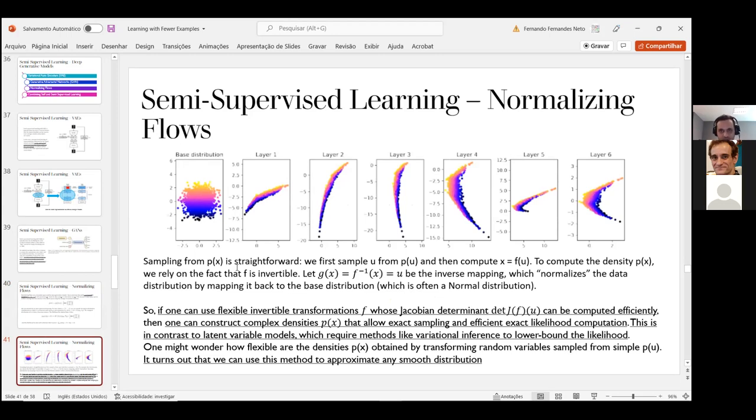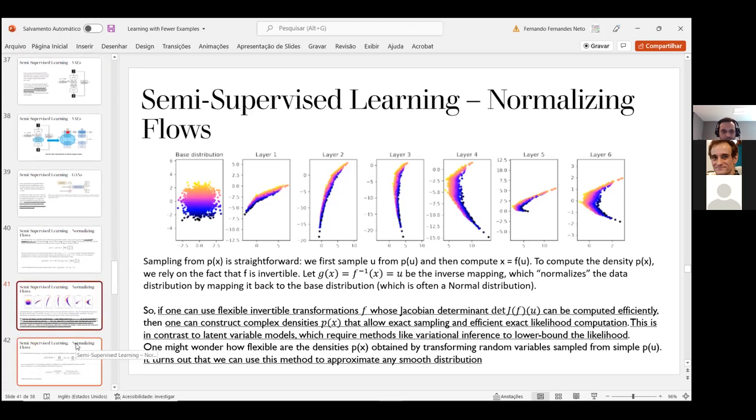And the basic idea here, a 30-second crash course on normalizing flow, is that if one can use a flexible invertible transformation F whose Jacobian determinant can be computed efficiently, that's why we sample from a simple base distribution, then one can construct complex densities p(x) that allow exact sampling and efficient exact likelihood computation. So this, in contrast to latent variable models like the previous ones, which required methods like variational inference to lower bound the likelihood, we can simply, in a flexible way, sample from complex distributions and approximate any smooth distribution. That's the main idea of normalizing flow.